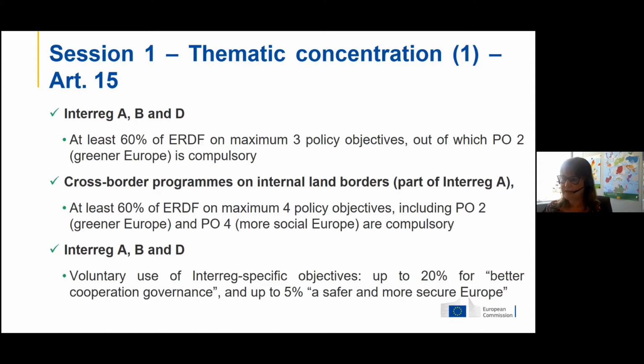also during the trilogue negotiations, upper limits to how much of the EU funding for the programs can be invested in these Interreg specific objectives have been introduced. So for the Interreg specific objective 1 on better cooperation governance, programs can invest up to 20% of funding for this objective, and a 5% limit has been put on the Interreg specific objective 2 on safer and more secure Europe. Could I then have the next slide, please?